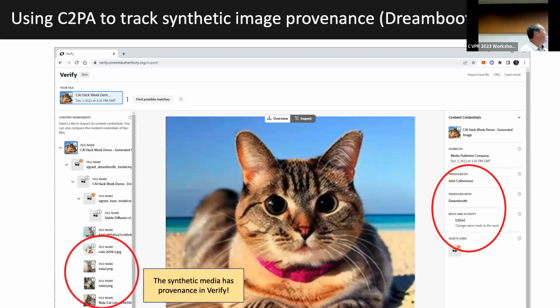So what we can see here is exactly the framework I just had on the previous slide. We've dropped the synthetic image into Verify, and we can see here that the cat has been generated by a Dream Booth model, which in turn has been derived from a Stable Diffusion model, but also has been fine-tuned from a bunch of concept images. And then we know that this image has provenance to these concept images, and we could choose to potentially reward the originators of those images.